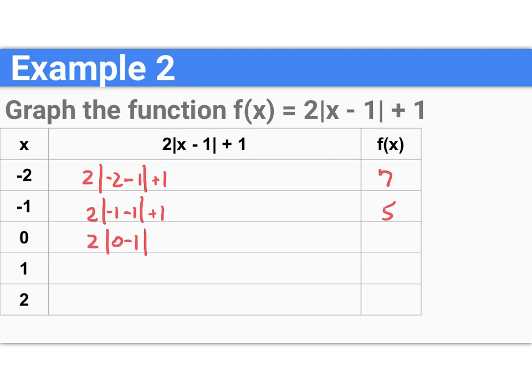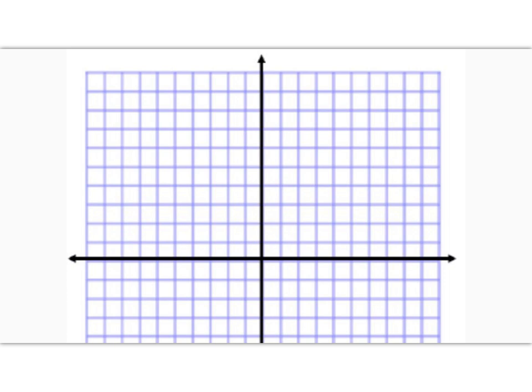Then 0 minus 1, plus 1. The absolute value of -1 is 1, 2 plus 1 is 3. And then 2 times the absolute value of 1 minus 1, plus 1. 1 minus 1 is 0. 2 times 0 is 0, so you get 1. And then 2 times the absolute value of 2 minus 1, plus 1. 2 minus 1 is 1. 2 times 1 is 2, plus 1 is 3. And we can see this start to come back up again. So let's graph it. At -2, we're at 7: 1, 2, 3, 4, 5, 6, 7.